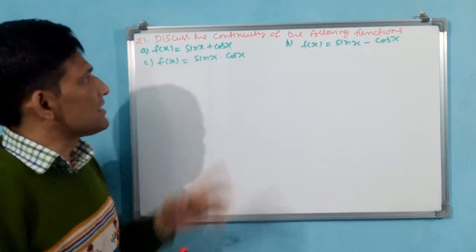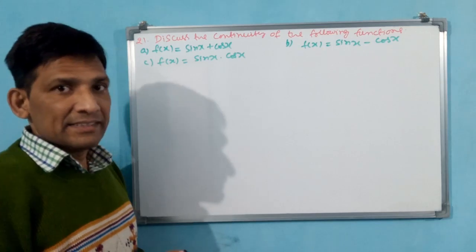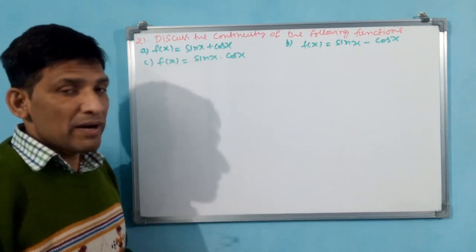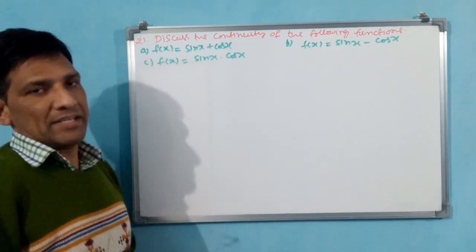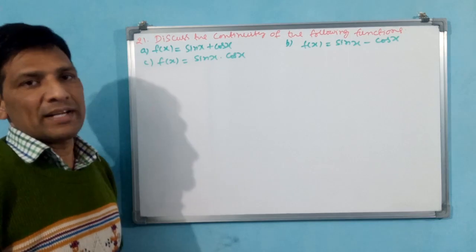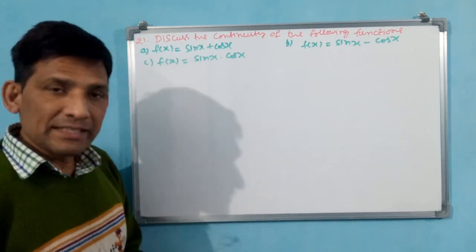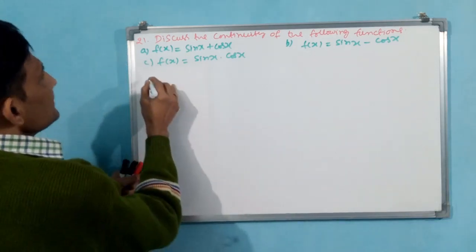Why I am telling this: sin x and cos x may be okay, but if it comes to tan x, sine is continuous at pi by 2, but tan is not continuous at pi by 2. Why? Because at pi by 2, tan is not defined. This logic you have to understand. Let us proceed to the continuity of sin x and cos x. I am writing here, you see, continuity of sin x.